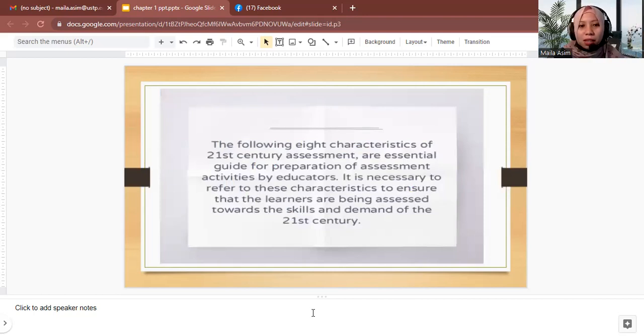The following 8 characteristics of 21st century assessment are essential. What do you mean by essential? These are very important, especially in the preparation of assessment activities by us educators. It is necessary to refer to these characteristics to ensure that learners are being assessed. It's very important that as educators, we should know the characteristics of 21st century assessment before we can make our own assessment.